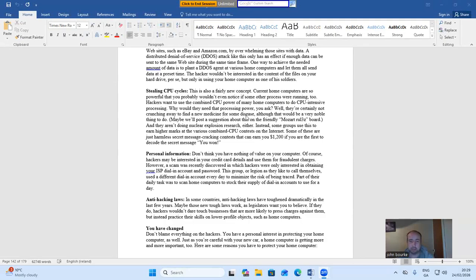Why would they need that processing power, you ask? Well, they're certainly not crunching away to find a new medicine for some disease, although that would be a very noble thing to do. Maybe we'll post a suggestion on a friendly Mozart Rules 3Z board. And they aren't doing nuclear explosion research. Instead, some groups use this to earn higher marks at the various combined CPU contests on the internet. Some of these are just harmless secret message cracking contests that earn you $1,200 if you are the first to decode the secret message.